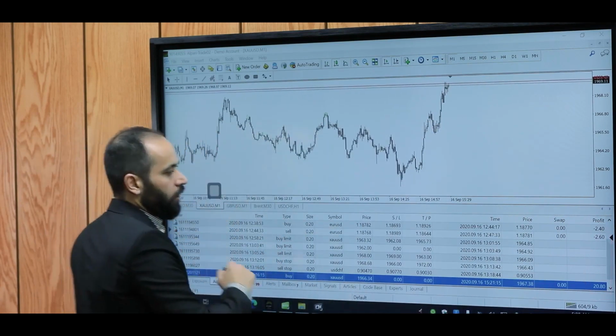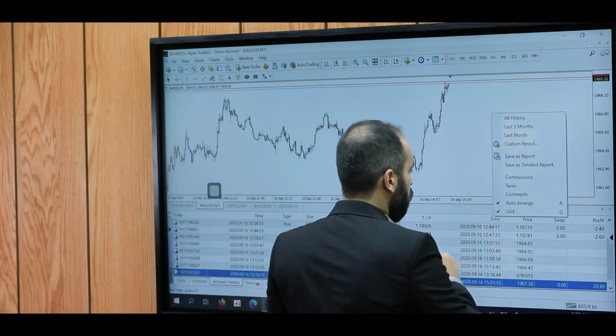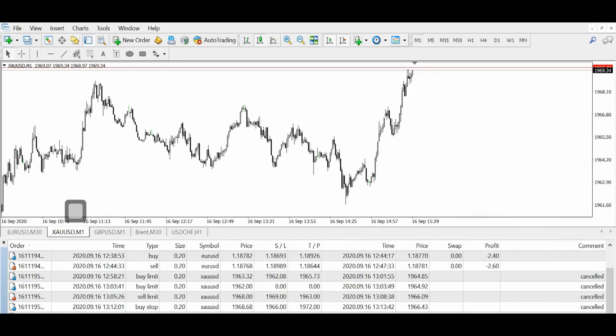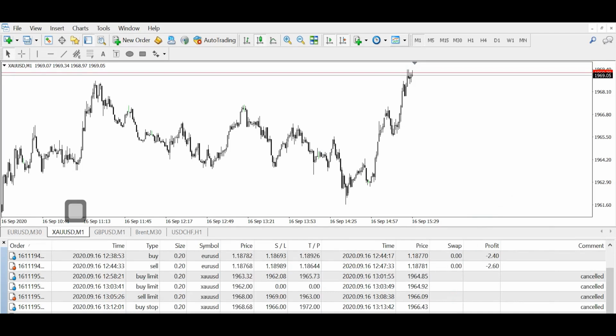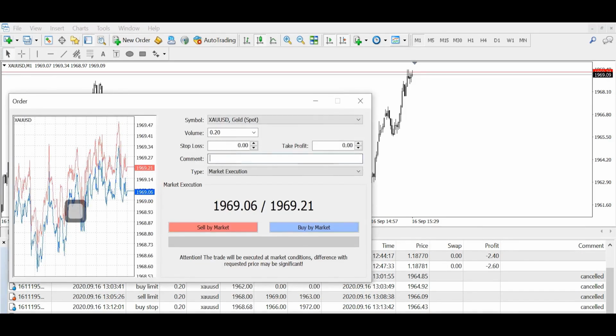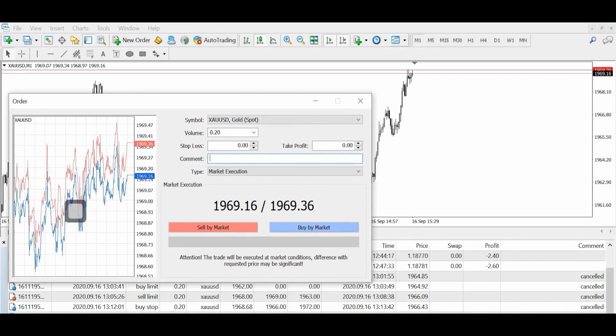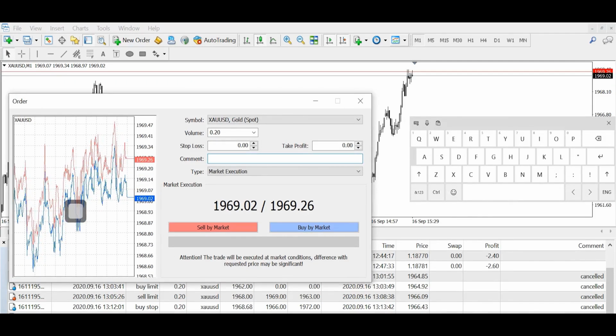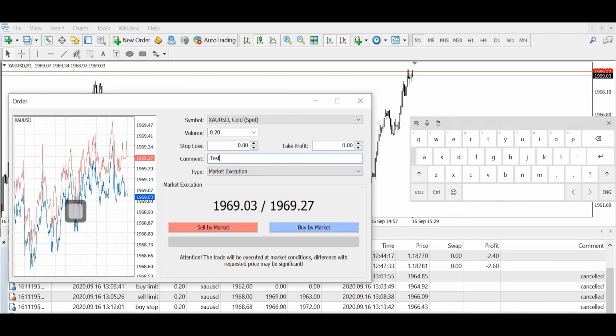And in the section I mentioned, you can add comments. From here, you can activate that section. Right-click on it, and you can check the comment option. If we had left any comments on these, they would be displayed for us in the comment section here. Let me open another trade now because I want to add a comment to it. For example, I go to new order and add a comment. Let's say, for example, I write test.